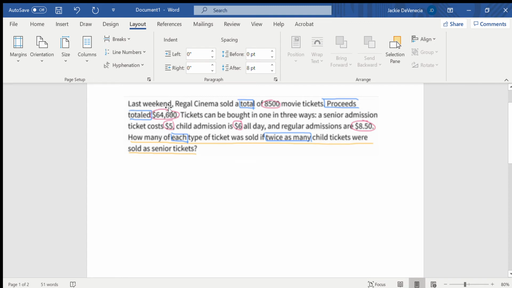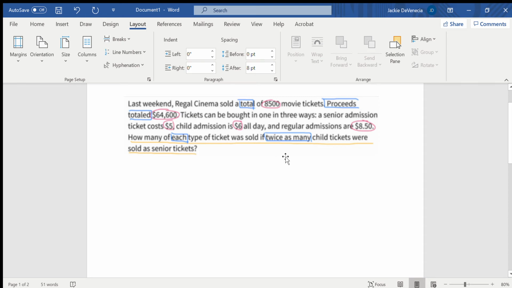This says last weekend, Regal Cinemas sold a total of 8,500 movie tickets. Proceeds totaled $64,600. Tickets can be bought in three ways, so you have three options. A senior admission ticket costs $5. Child admission is $6 all day, and the regular admission is $8.50. How many of each type of ticket was sold if twice as many child tickets were sold as seniors?